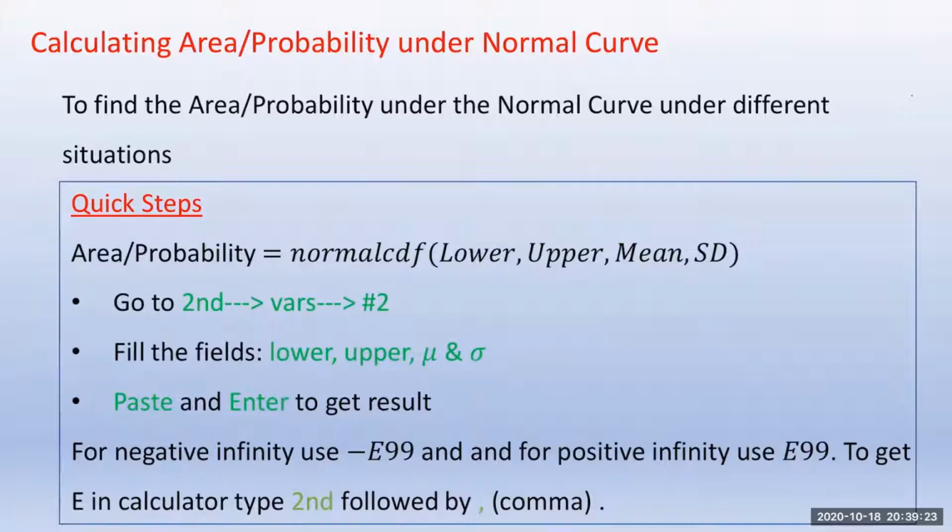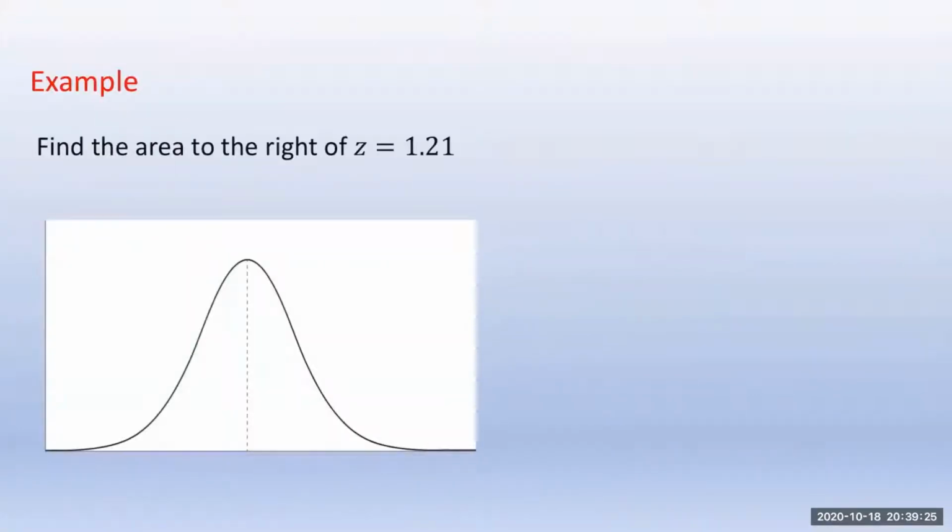Let's take some examples. Here is our first example. Find the area to the right of z equal to 1.21. So here in the middle is the mean. So whenever we are talking about the z-score, the mean is 0 and the standard deviation is 1. So mean 0 is here. That means z equal to 1.21 should be somewhere there. So we are going to label that z-score there.